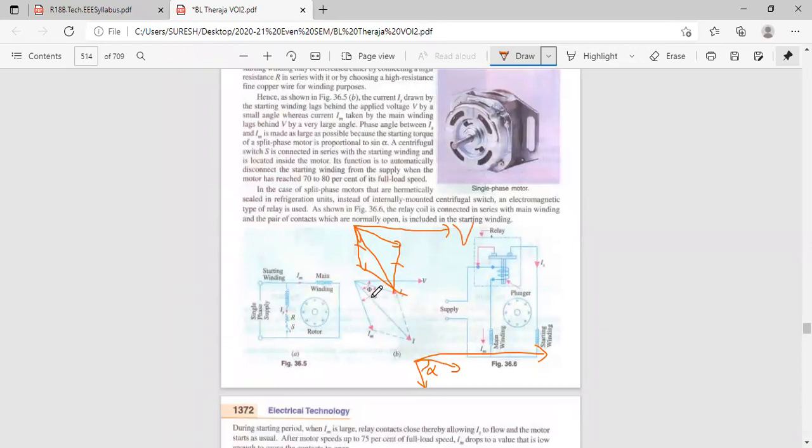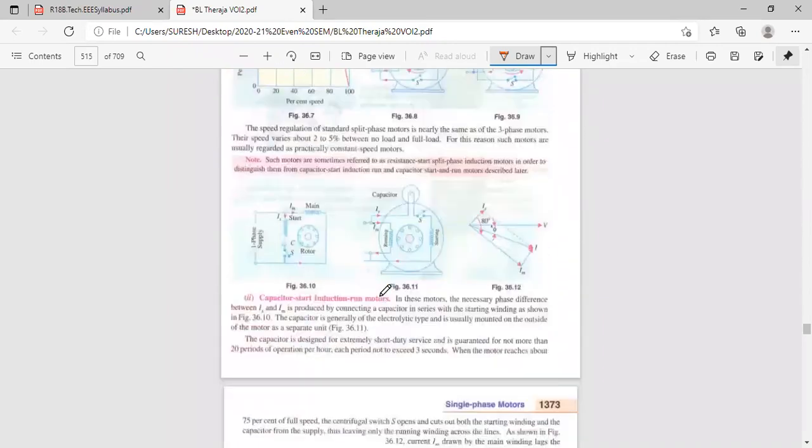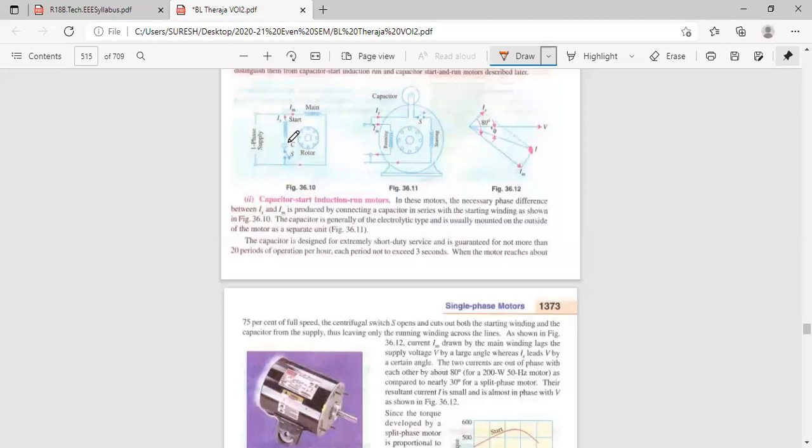If alpha is increased, automatically torque will be increased. That's why you are adding a capacitor. In your ceiling fan also we add one capacitor. Why? To increase the torque in the rotor. See IS and IM, now the angle is 80 degrees. Previously it is 75 degrees. Now the angle in between IM and IS, alpha, is 80 degrees.